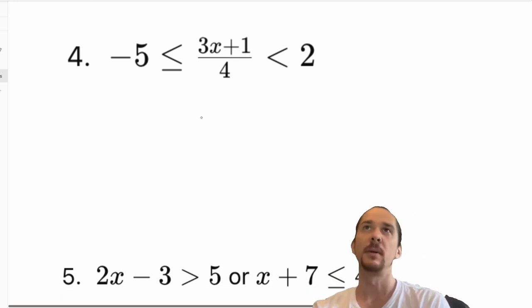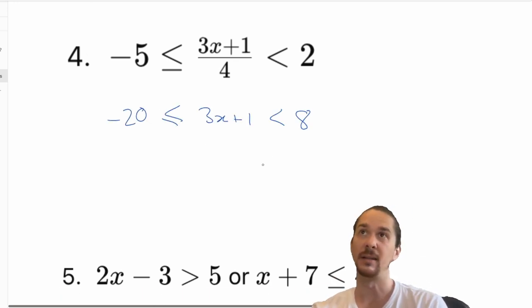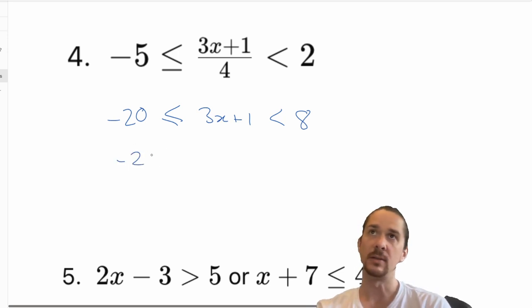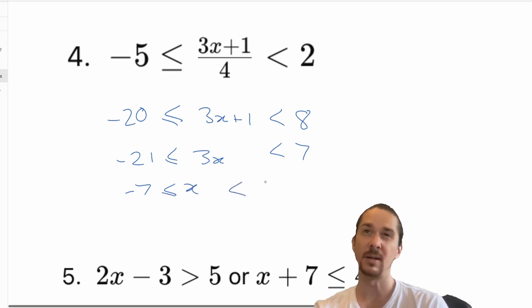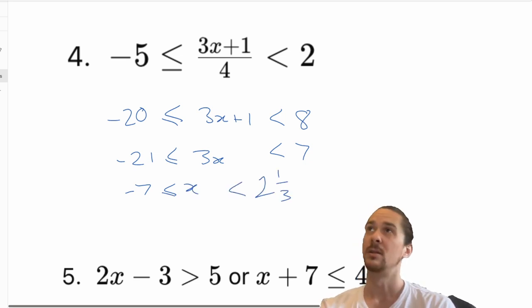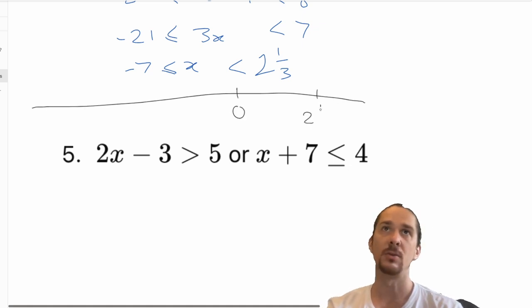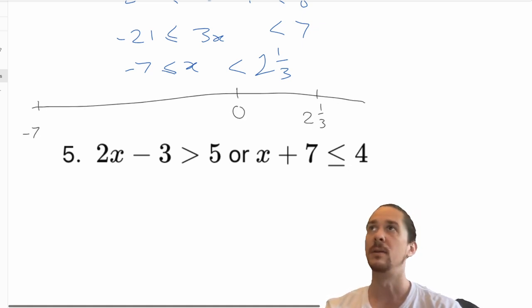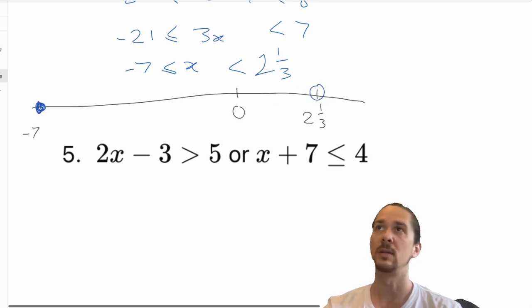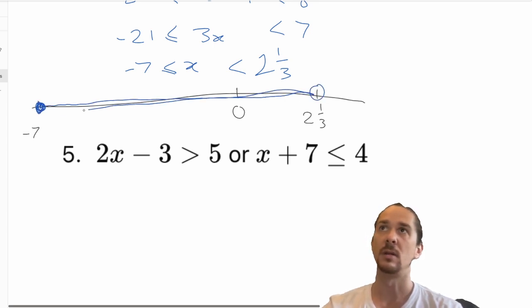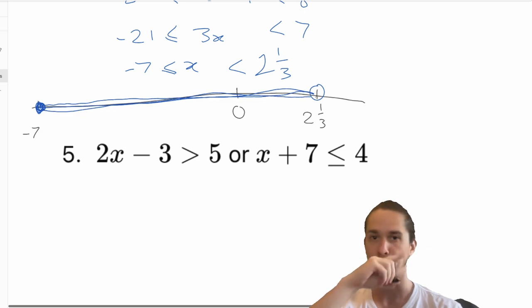Okay, let's multiply everything by 4. So 3x plus 1 is greater than or equal to negative 20 and less than 8. Subtracting 1, that's now negative 21, and that's now 7. And then dividing by 3, negative 7 is less than or equal to x, is less than or equal to 7 divided by 3, which is 2 1/3. So on a number line, I'm going to put 0 here. That can be 2 1/3. That can be negative 7. So x is greater than or equal to this one, and x is strictly less than this one. And then I just need to draw a line between them showing which values we're interested in.